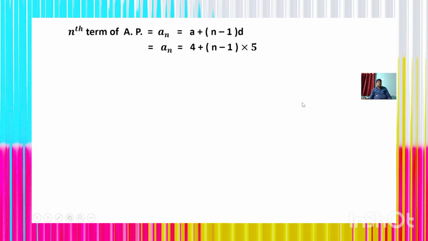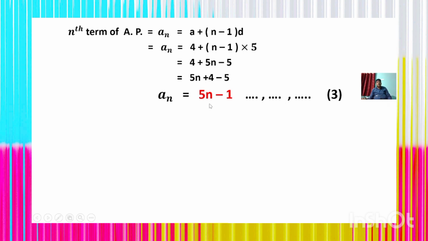Now you can find out the general term of the AP, which is the nth term of the AP, using the formula A plus n minus 1 whole into D. So which is 4 plus n minus 1 whole into 5, which is 4 plus 5n minus 5, which is 5n plus 4 minus 5 after arrangement. Thus the nth term of the AP is 5n minus 1. This is what you have to find out.